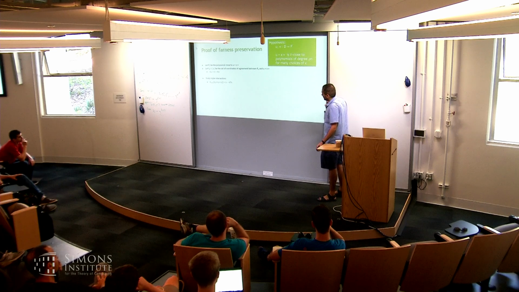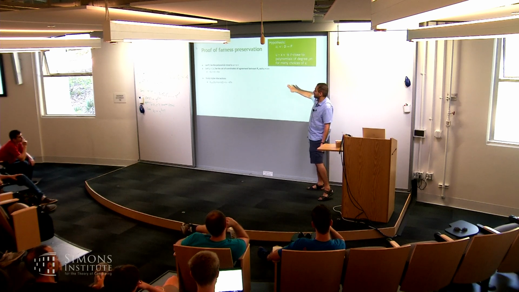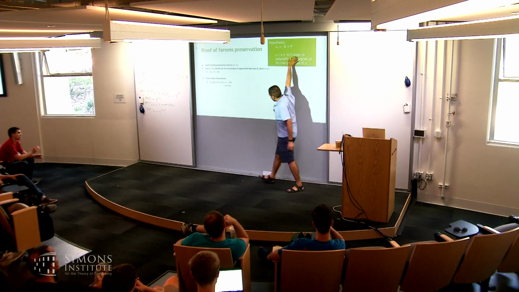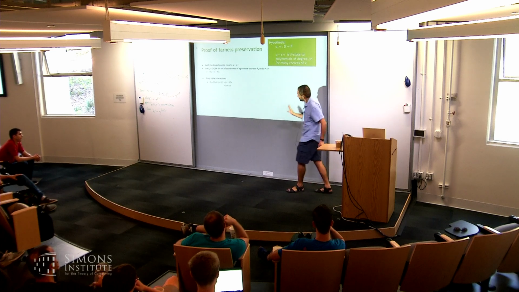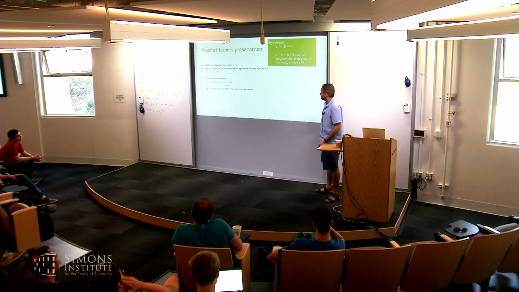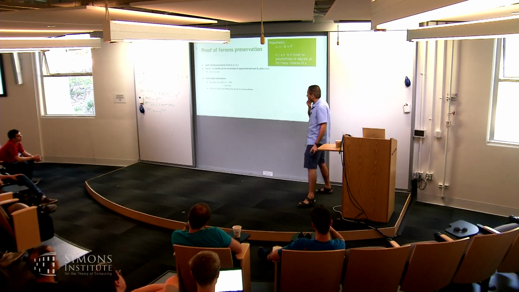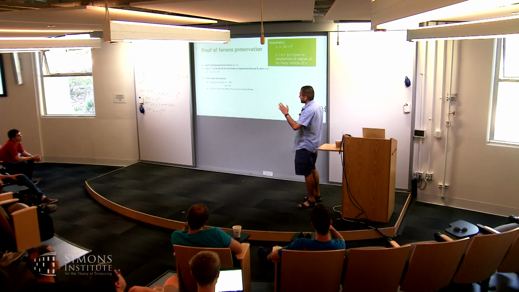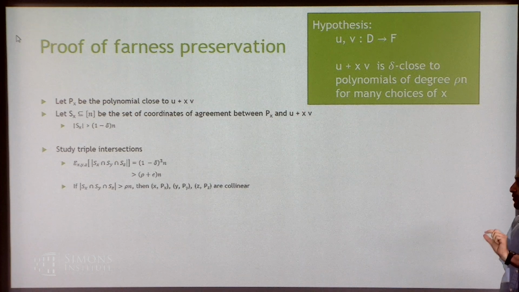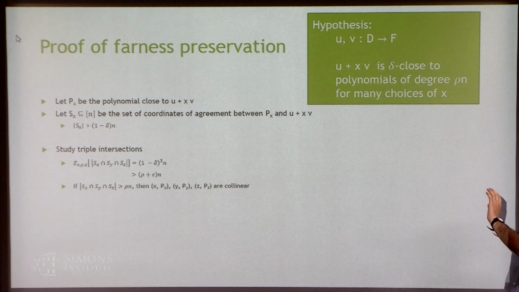Okay. So we took a random triple intersection and it has big size. How big? Well, the way I set things up, remember, there was a min with rho to the 1/3. So we can assume that this is always greater than rho plus epsilon. So every triple intersection is big. Now the next observation is that if Sx intersect Sy intersect Sz is bigger than rho n, then (x, px), (y, py), and (z, pz) are collinear. That's what the claim is.